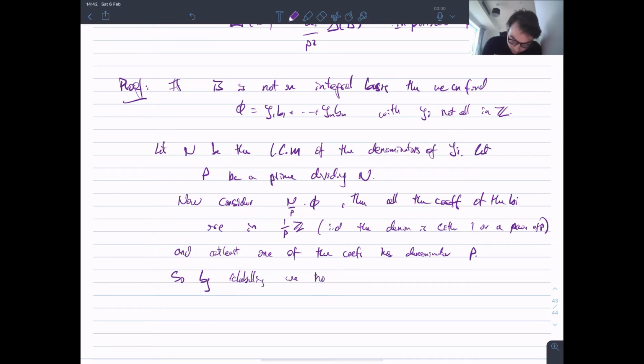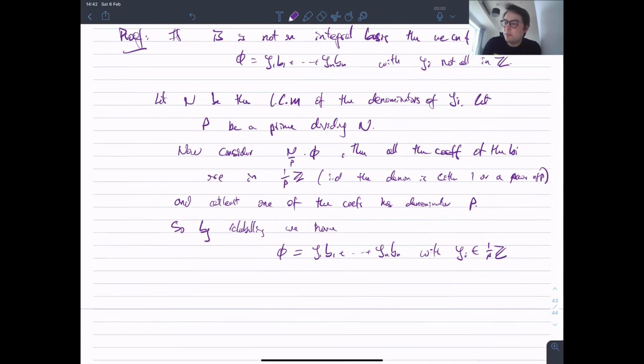We have, say, I should maybe call this phi primes, but I'm just going to call it phi again. We can assume that we have an element like this, phi equals gamma_1 b_1 plus ... plus gamma_n b_n, with these gammas now in 1 over p Z.